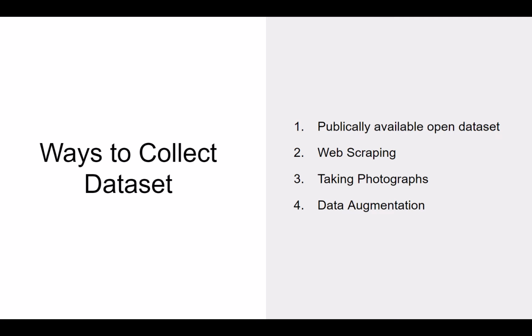And the fourth way is data augmentation. It is actually a data processing step instead of data collection. In data augmentation, we take the existing images of a particular dataset, rotate and scale them, and form new images. This process is called data augmentation. By that way, we can increase the number of images inside our dataset, because we rotate and scale the existing images. So these are the 4 common ways to collect our dataset.